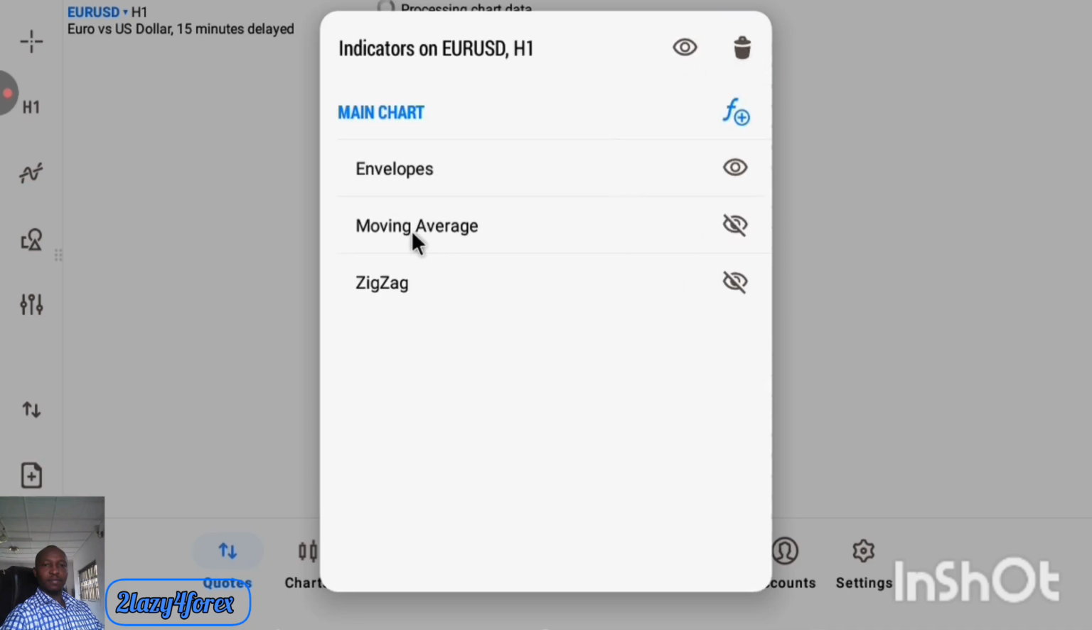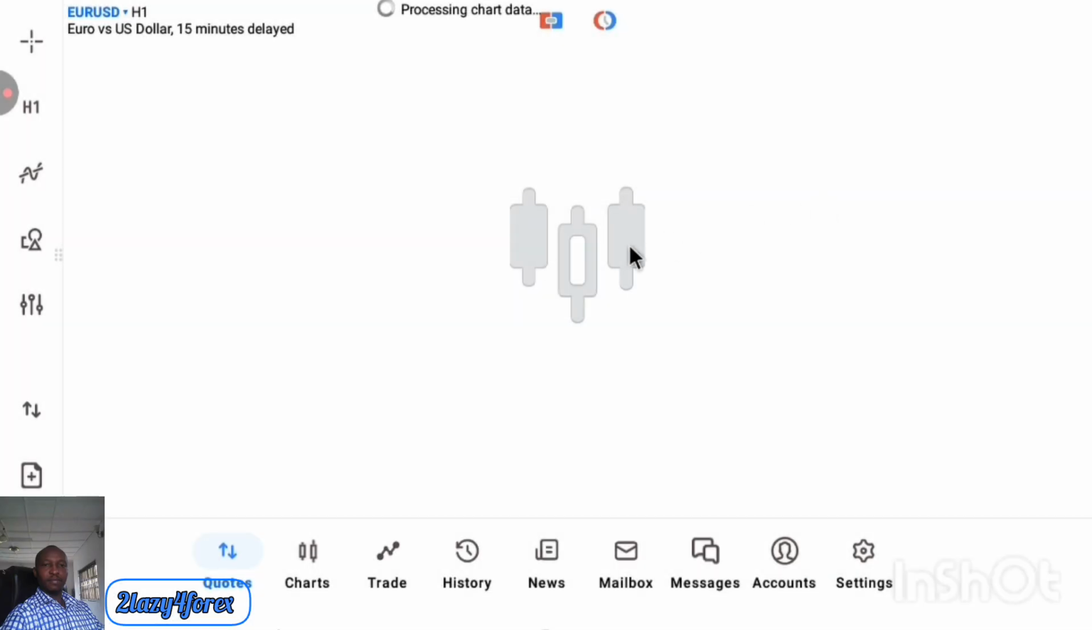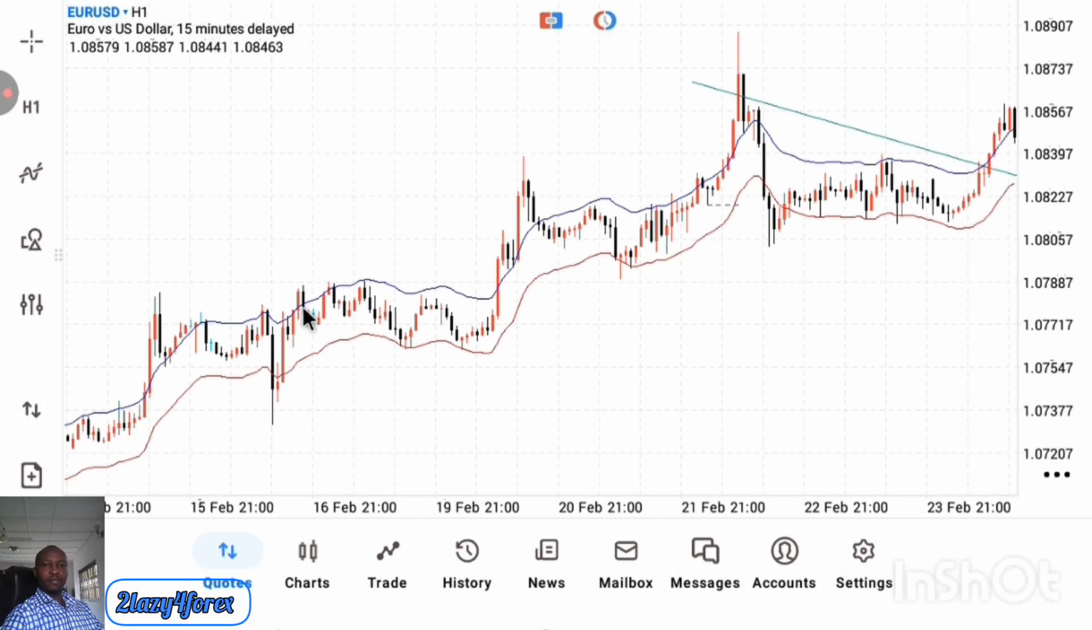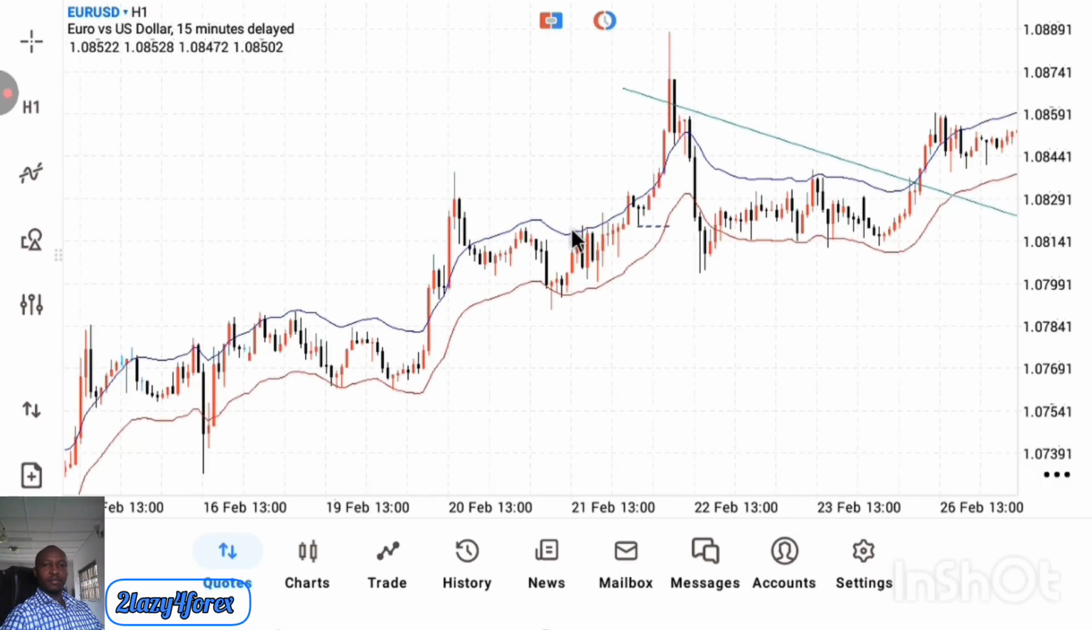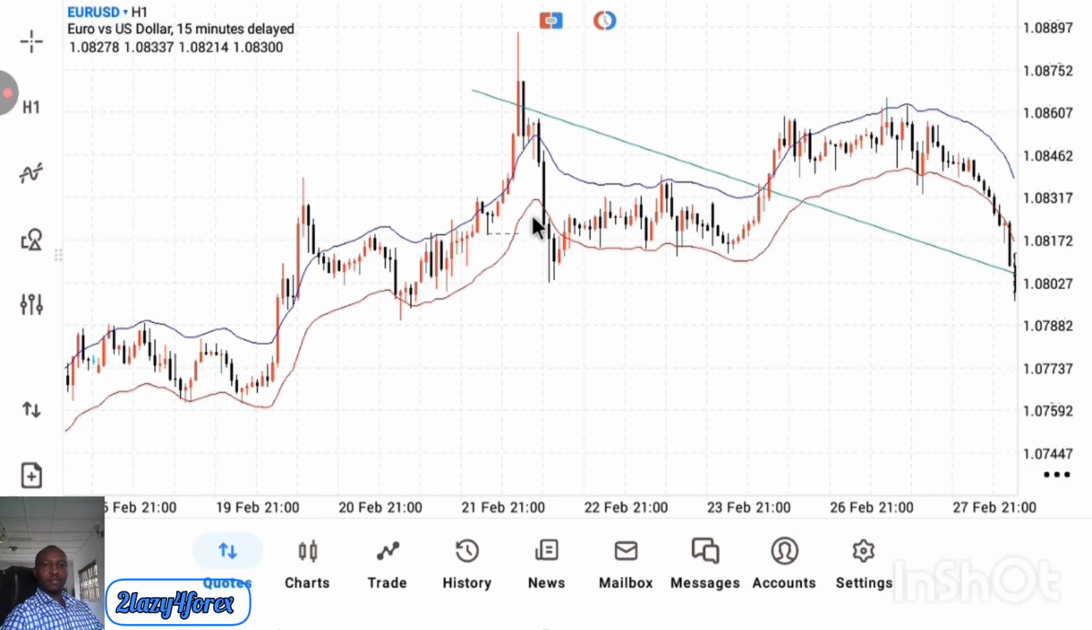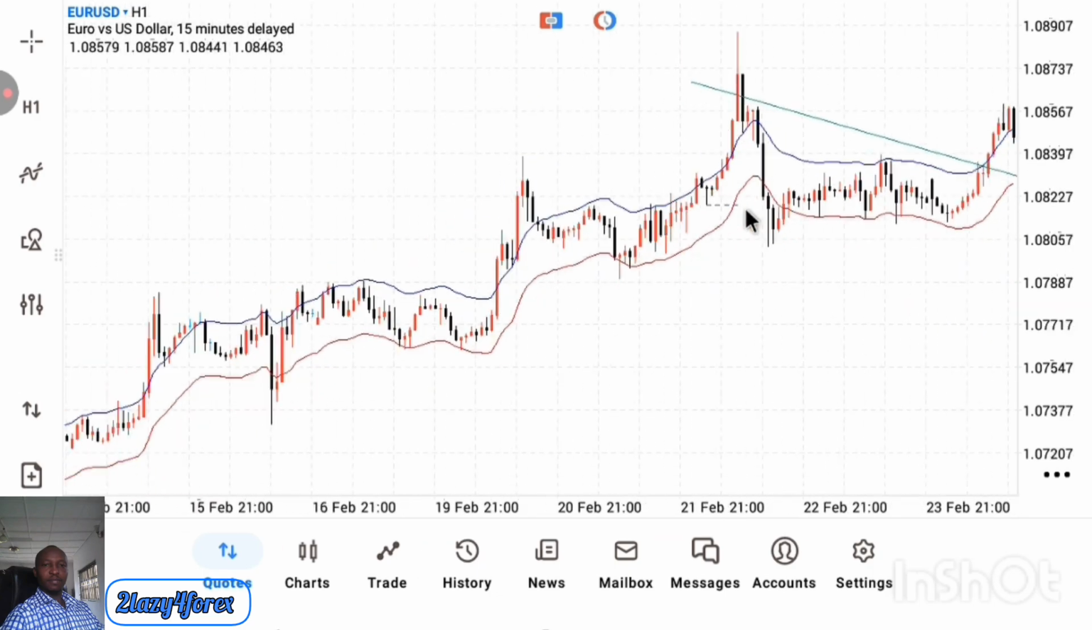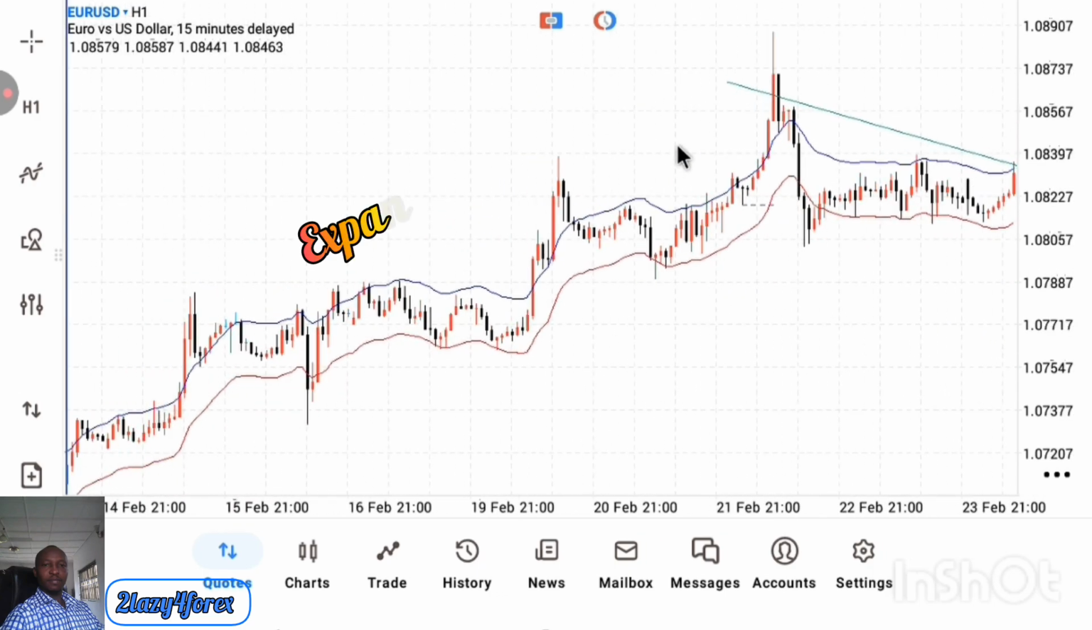In the meantime, you can hide your moving average and zigzag indicator. We only need the envelope for now. So this is what your chart will look like. The condition is you need a lower low close below the red line. So this is my expansion phase.